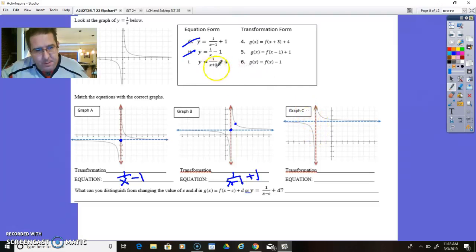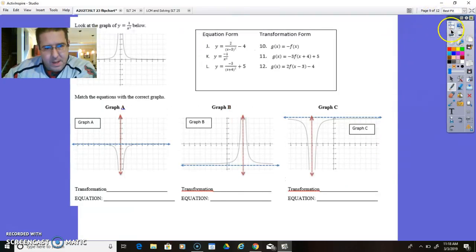Remember, this is left 3 because it's always the opposite. Up 4, exactly what you would think it is, and the next number looks to be about 1 above. So that's 1 over x plus 3, and then the plus 4 on the outside. All right, so that pretty much goes over all the transformations that could occur for rational functions when the degree is 1 on the bottom.